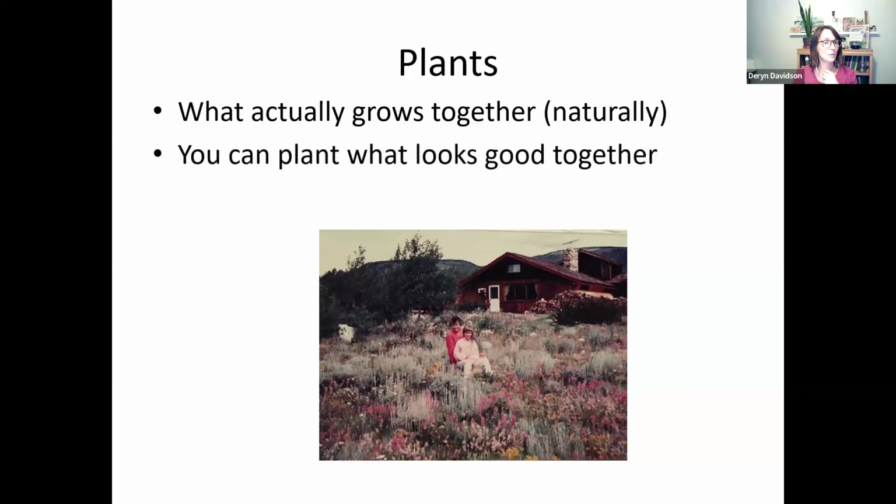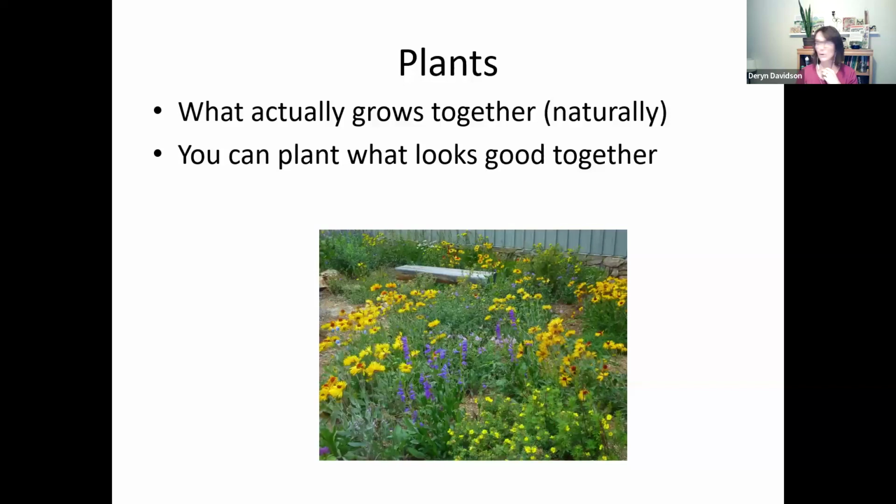We can also plant what looks good together. So we might be looking at color combinations. And so like this, we've got the yellow and the purple complementary colors. Or we might be looking at bloom sizes and shapes. It's nice to have a variety of bloom sizes and shapes. You don't want them all to be exactly the same. It's just going to provide different texture and different variety. Oh, there's my plant list there.